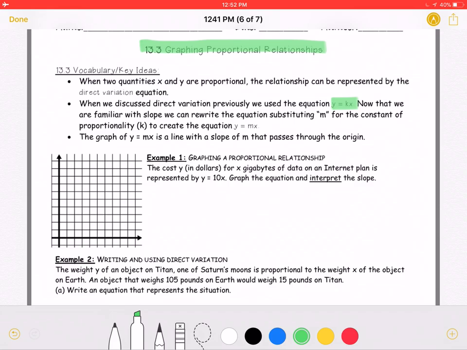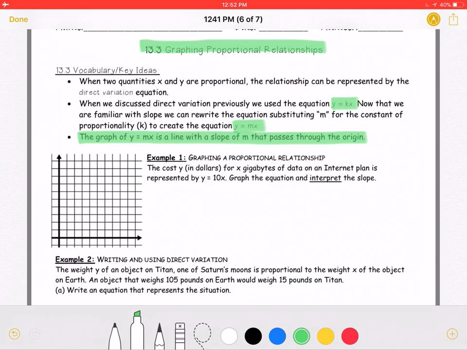So we are going to change our direct variation equation. We're now going to use y equals mx, because m is our slope. That's what we're working with this chapter, and that's what we're more familiar with now. The graph of y equals mx is a line with a slope of m that passes through the origin. Remember, when graphs were proportional, they had to be a straight line, and they had to pass through the origin.